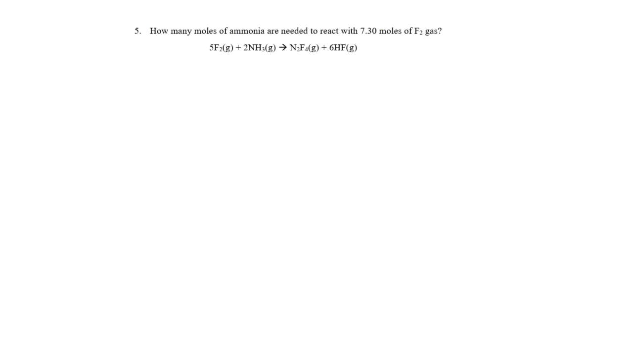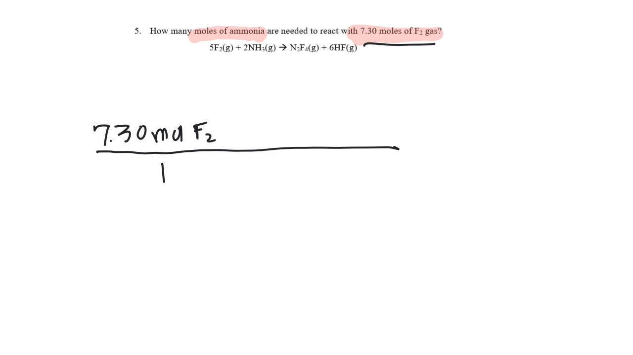Okay, question number 5. Again, we read the question, we figure out what we are starting with, where we want to get to, and identify what we're going to put in our train tracks. So we have, how many moles of ammonia are needed to react with 7.3 moles of fluorine. All right, I'm starting with 7.3 moles of fluorine. I want to get to moles of ammonia. So I start with my number, unit, and substance. So I have 7.3 moles of fluorine. Put it over 1.